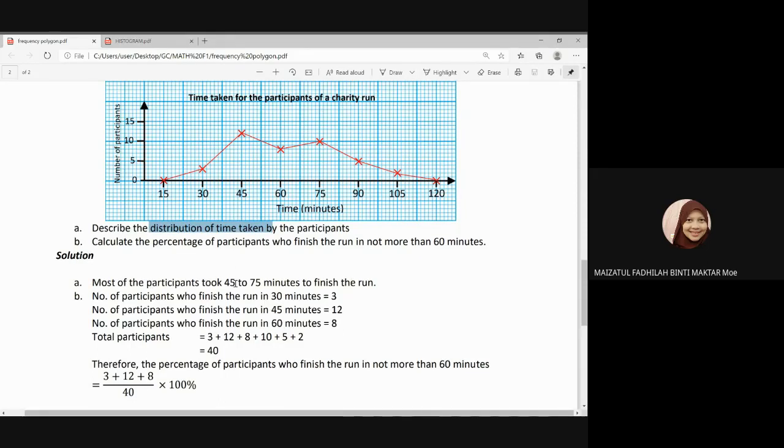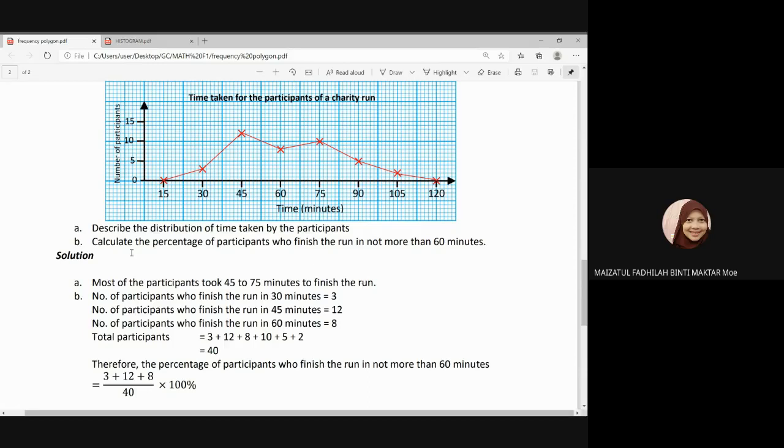Okay, so you can explain like this. Most of the participants took 45 to 75 minutes to finish the run. So you can see the highest number is at 45, but at 60 it becomes lower. Still, they have about 10% also. So you can make the inference like that, right? Most of the participants took 45 to 75 minutes to finish the run. So for this one you must think carefully to answer the question.